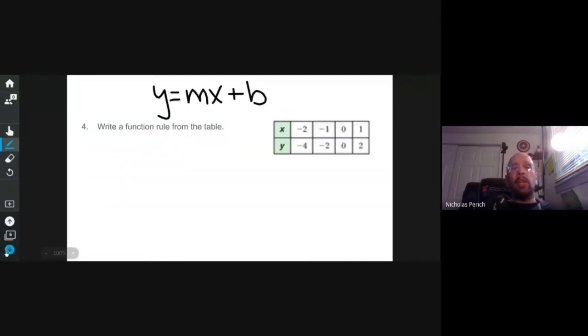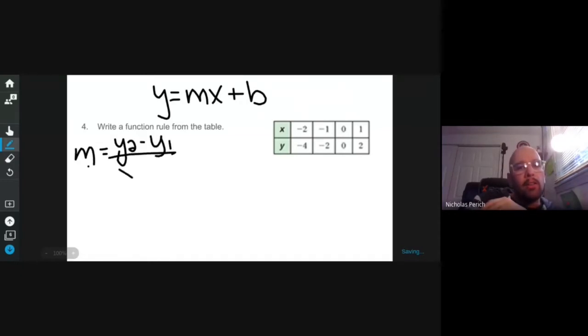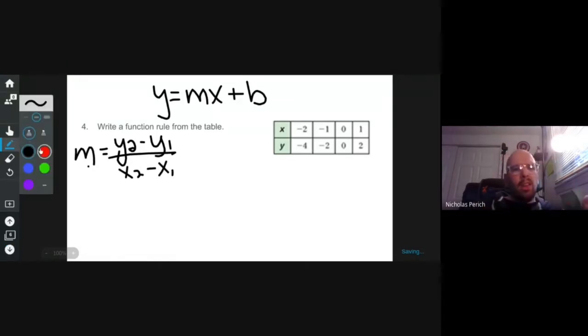I have to use the slope formula. So I have m equals y sub 2 minus y sub 1 over x sub 2 minus x sub 1. Now, how do I know what these points are? Oh, I see. These are the x values. These are the y values.